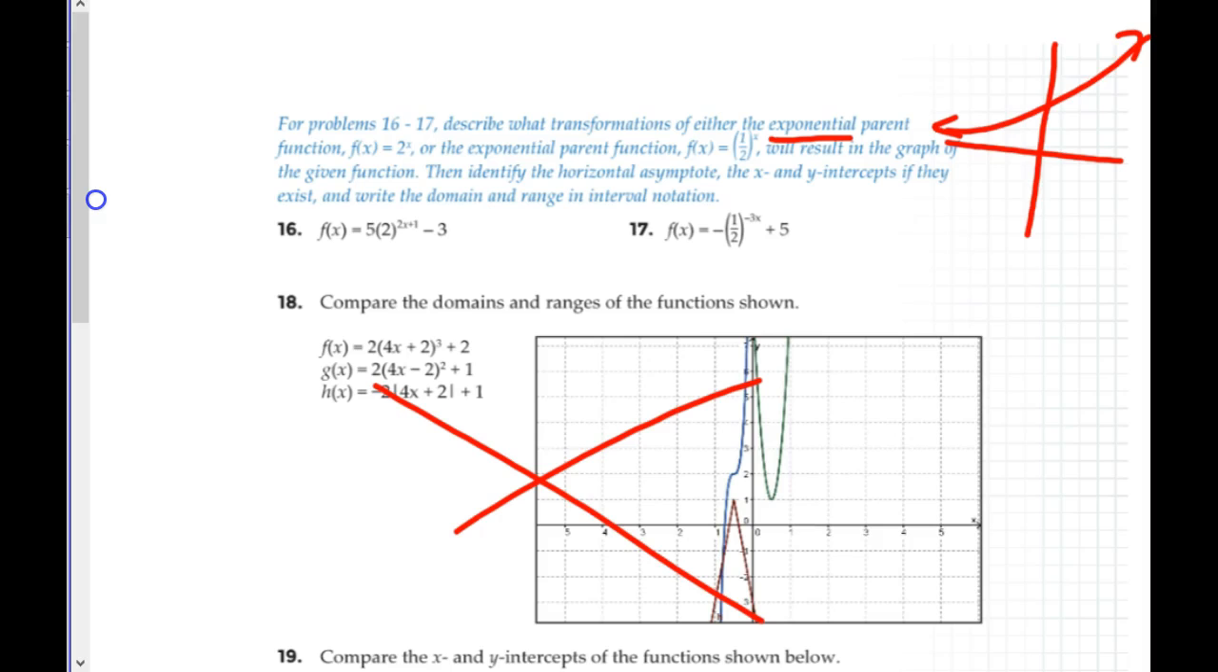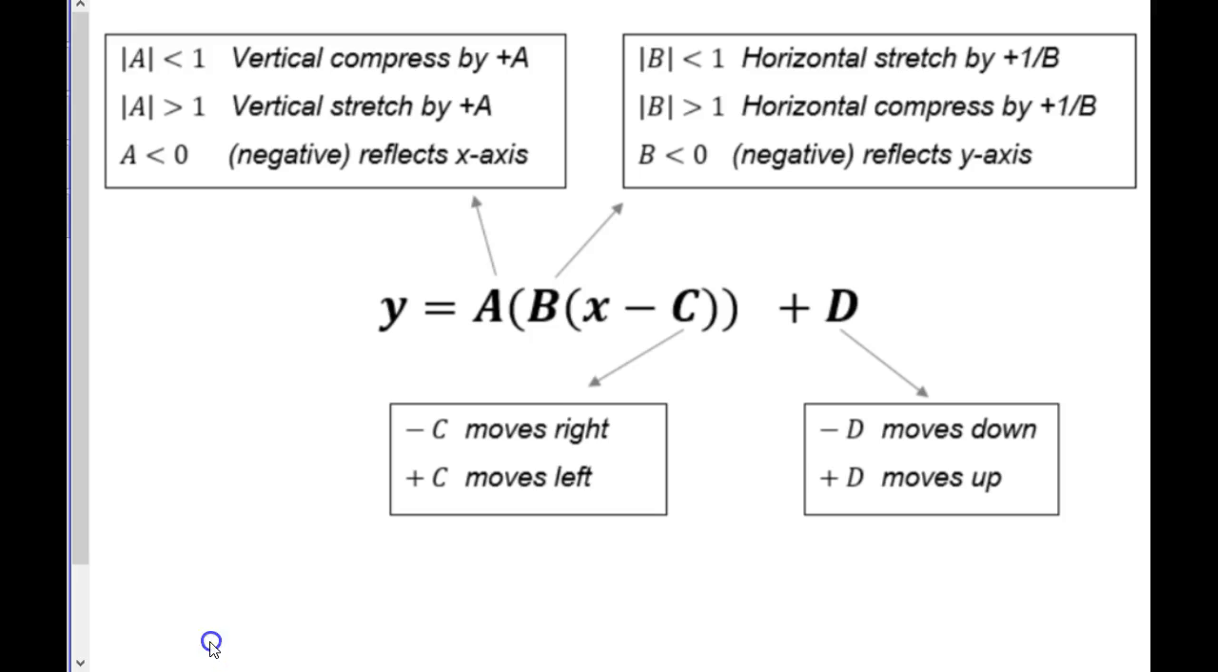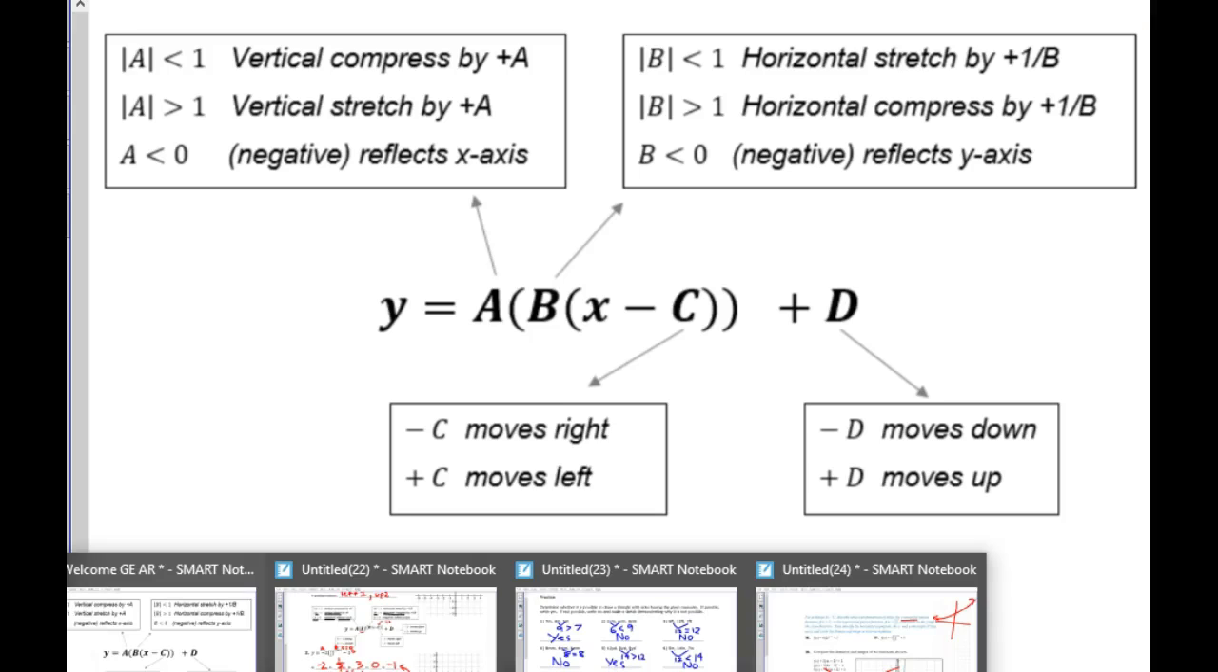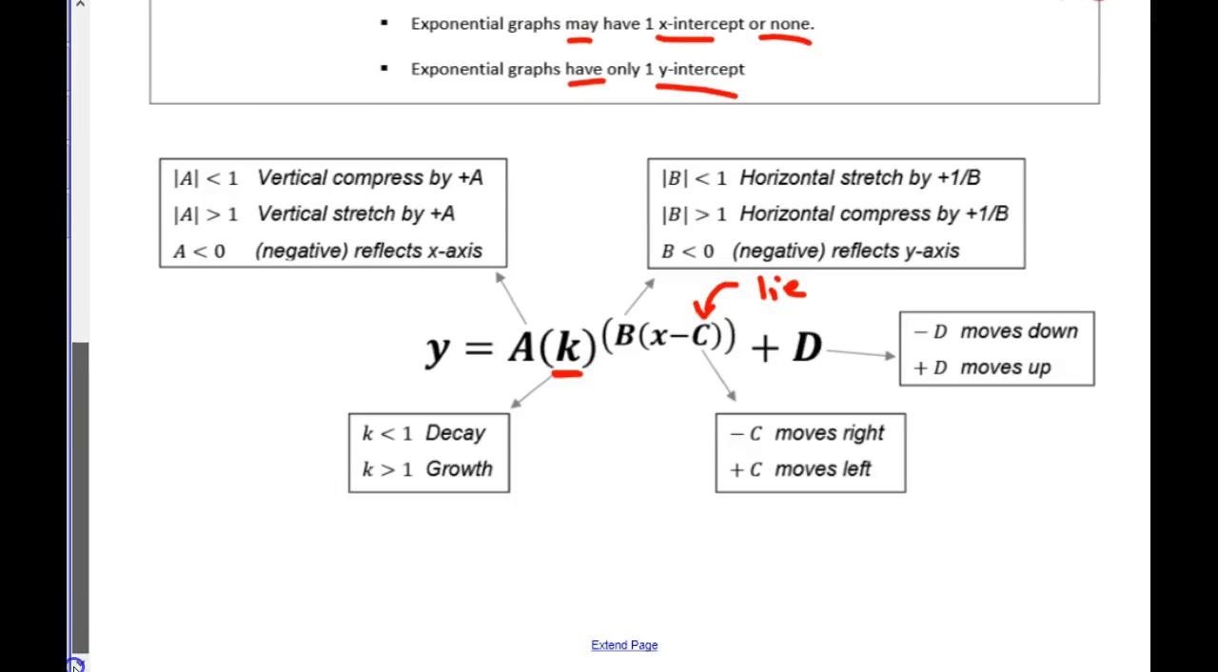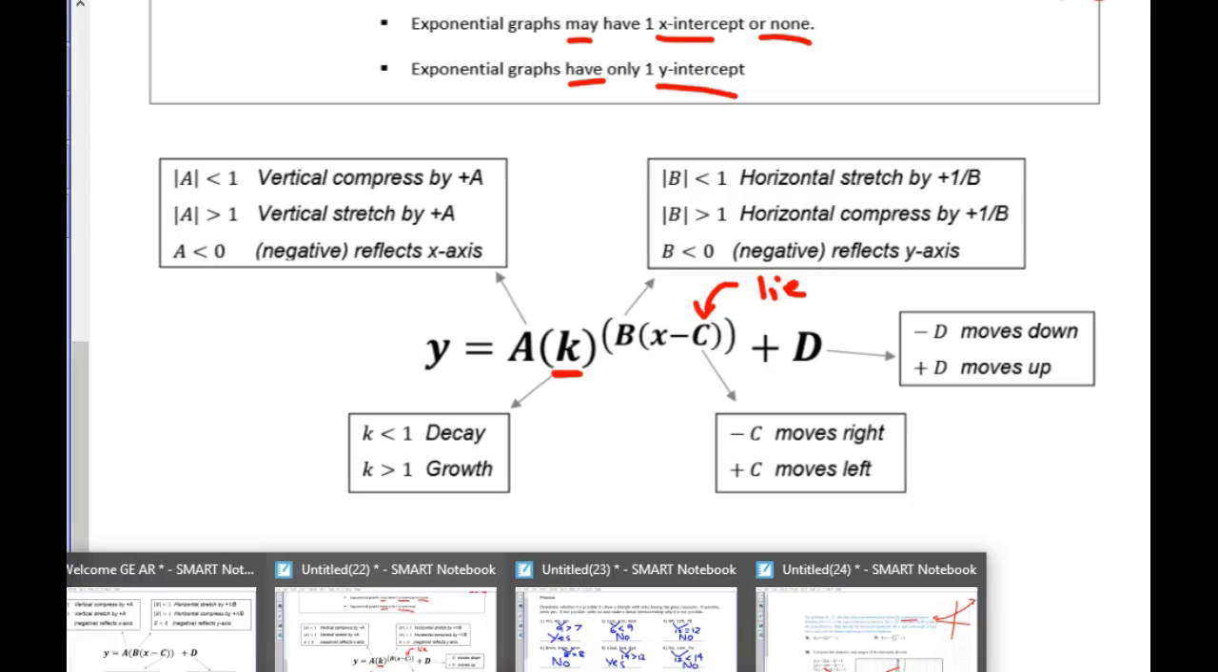Okay. So what are the transformations? Once again, you're still using this. Looks a little different. Okay, if you remember from the notes, it looks like this. The only real difference, besides where x is, is that you have a k for growth and decay. Okay, let's take a look at this.